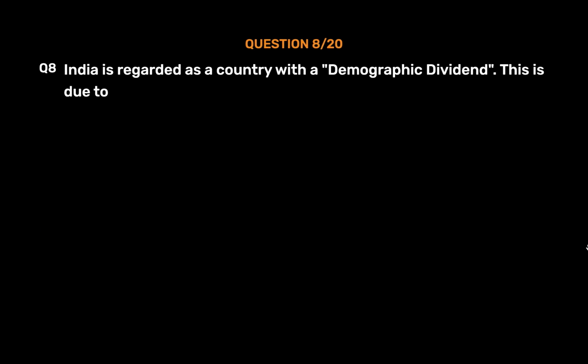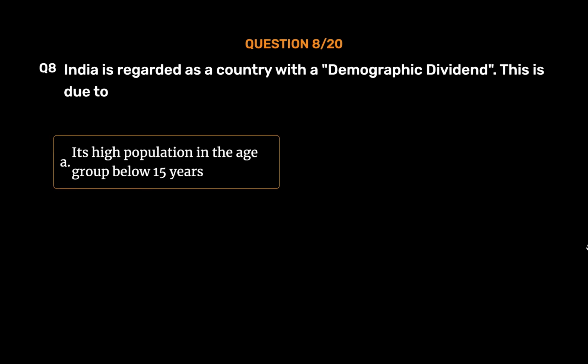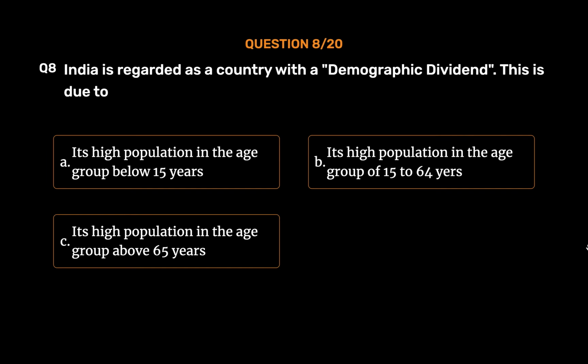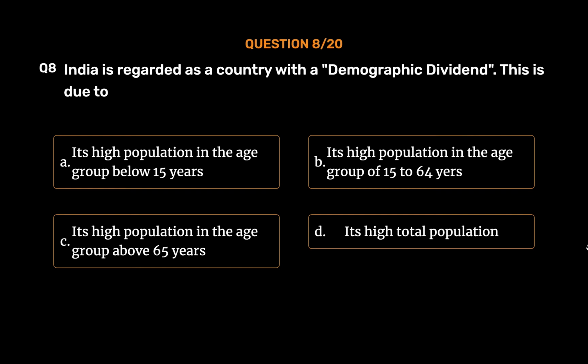Question number 8. India is regarded as a country with a demographic dividend. This is due to Option A. Its high population in the age group below 15 years. Option B. Its high population in the age group of 15 to 64 years. Option C. Its high population in the age group above 65 years. Option D. Its high total population.